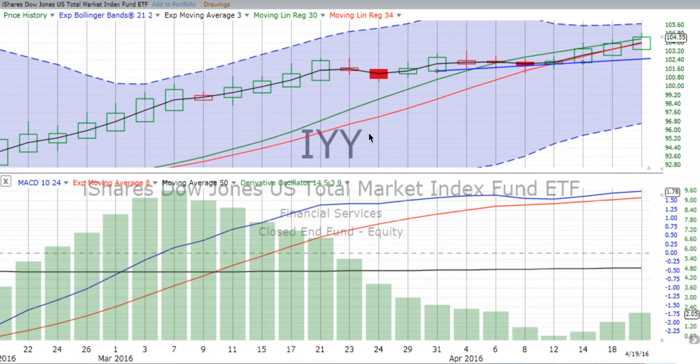We always start with IYY. What is that? Well, that is basically the total market. It is an ETF, an exchange traded fund that tracks the whole market. It's what we always look at first on our long chart. That is our 2-day chart.